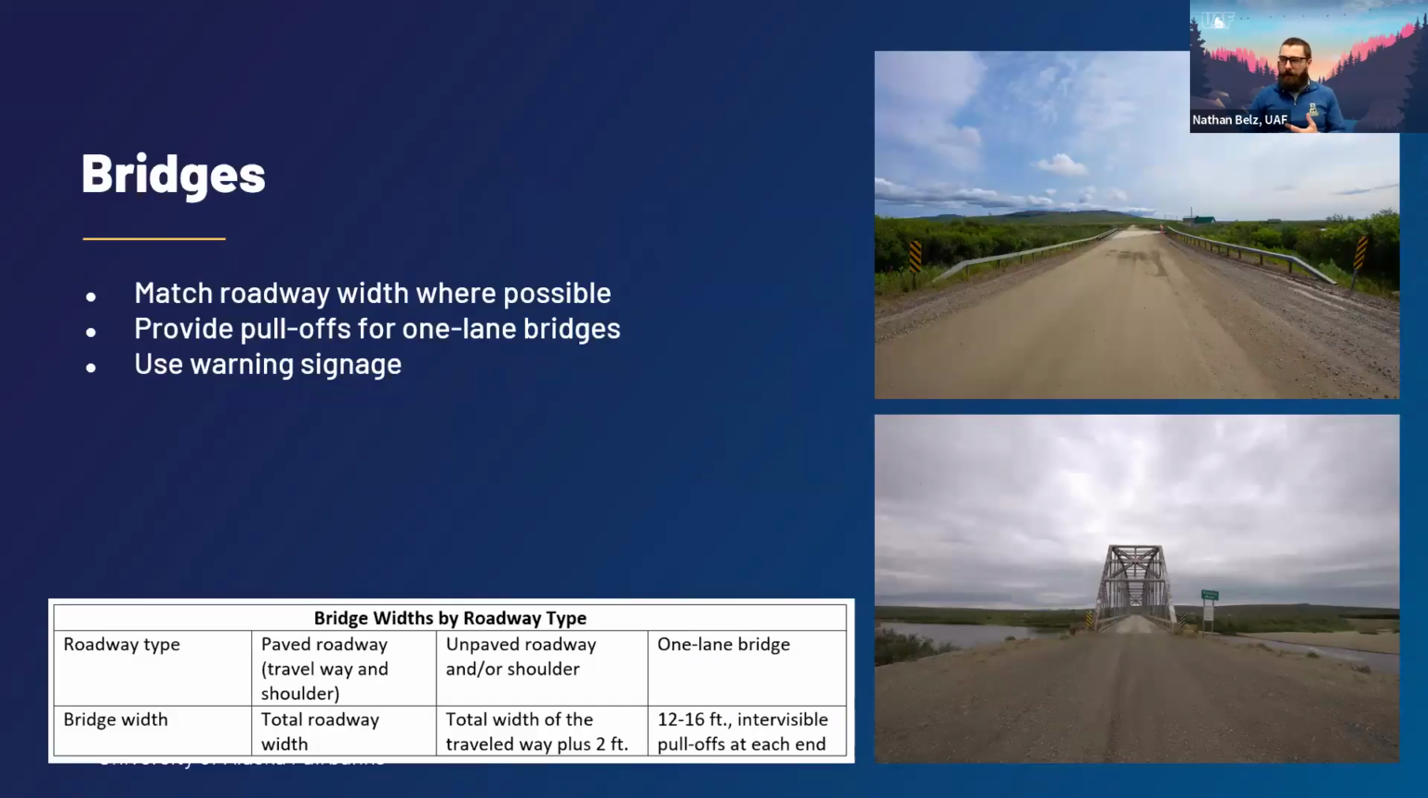In terms of bridges, the bridge widths should be consistent with the roadway. They should have all the necessary safety features that come with bridges. Having signage appropriate to warn drivers that there is a bridge ahead, or that there are bridge features that one could strike with a vehicle. In the guide, we have some suggested bridge widths by roadway type, whether that is paved, unpaved, or if it's a one lane bridge sort of scenario.